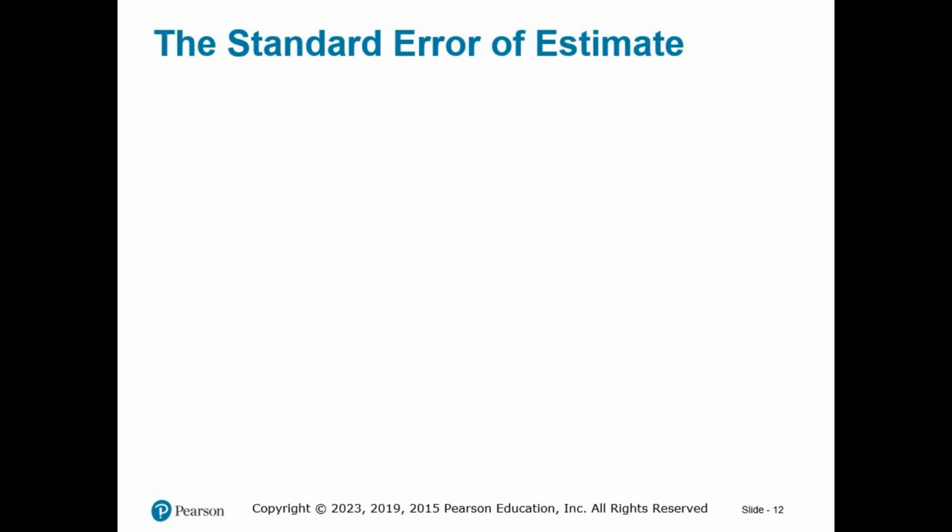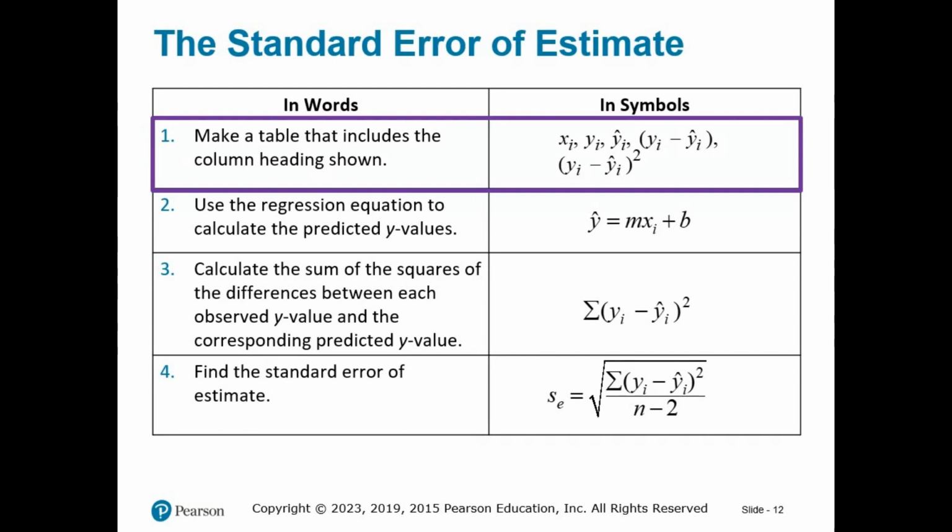If you had trouble following that, maybe this will help you. So here it goes. First, make a table that includes the following column headings: x sub i, or observed x values, y sub i, or observed y values, y hat sub i values, or predicted y values, the differences between observed values, or y sub i, and predicted y, or y hat values, and the differences squared. Those are all columns that you should have in this table.